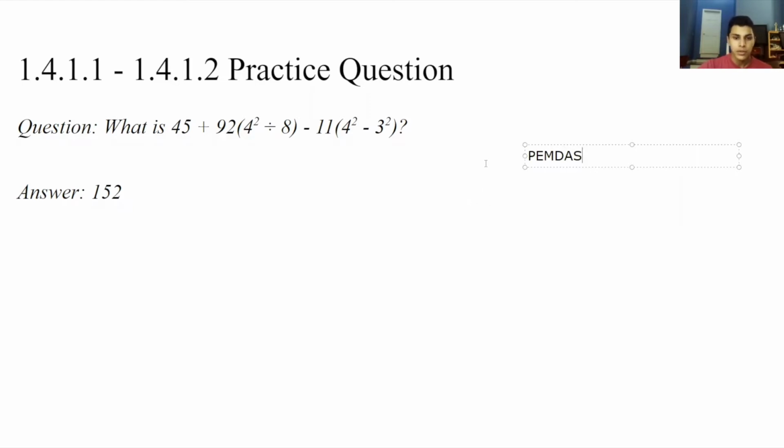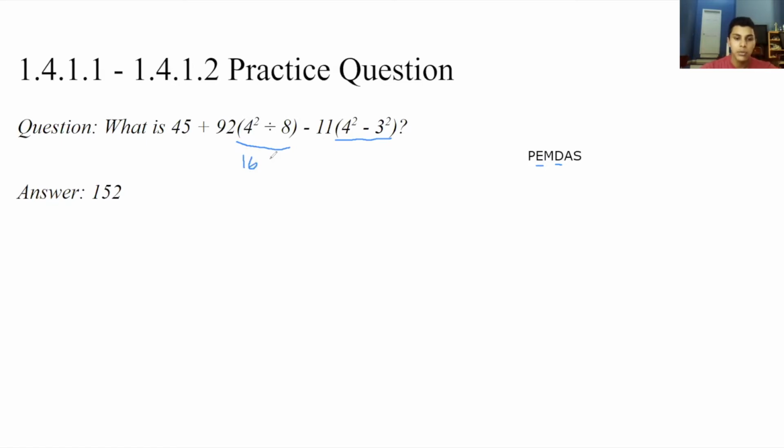So first we need to look for any parentheses that we have in our equation. Well, we have some right here, and we have some right here. Two sets of parentheses. So in our first parentheses, we have 4 to the power of 2 divided by 8. So exponents, which is the E in PEMDAS, comes before division, which is the D in PEMDAS. So we need to do 4 to the power of 2 first, before we do divided by 8. So 4 to the power of 2 is just 4 times 4, which simplifies to 16.